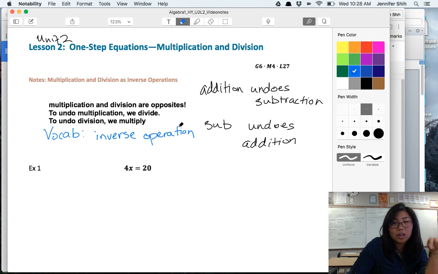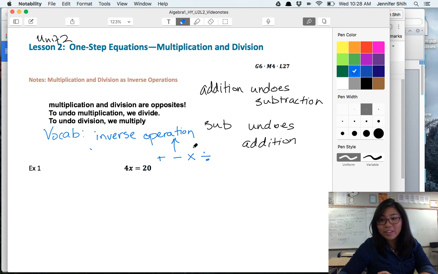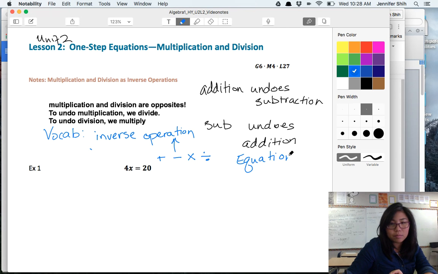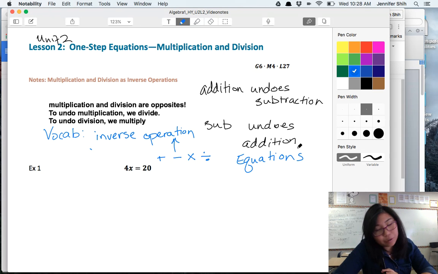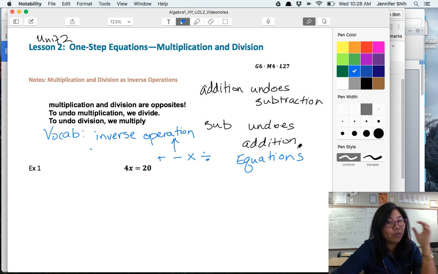And I'm about to say something and not write it down, so you have to listen carefully. Inverse operations are opposite operations. Operations are adding, subtracting, multiplying, or dividing. And the whole point of this is to make sure that equations are balanced. So we are going to talk about the word equations. Algebraic equations are two math expressions that are equal, and they're represented by an equal sign.